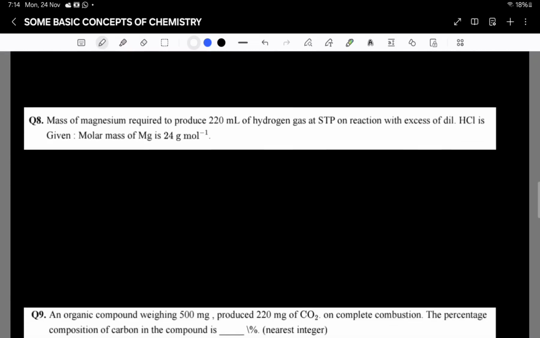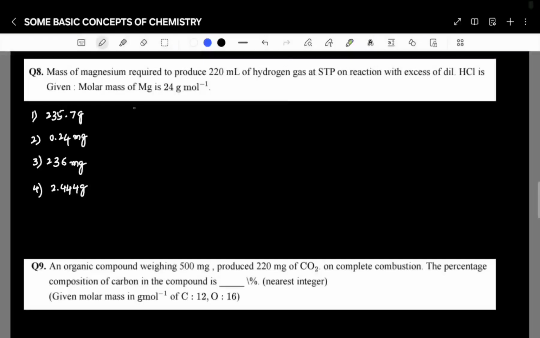Next, 8th question, student. The mass of magnesium required to produce 220 ml of hydrogen gas at STP on reaction with excess of dilute HCl. Right. So he is asking, student, the mass of magnesium. Right. Now look at it, student.